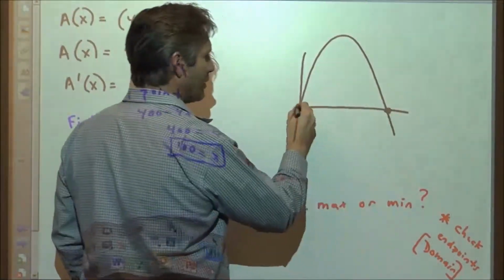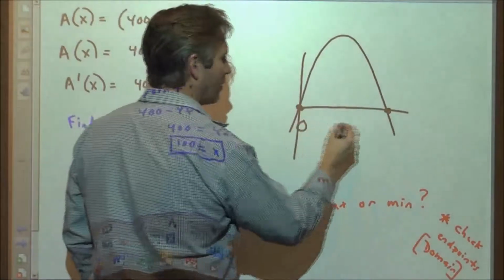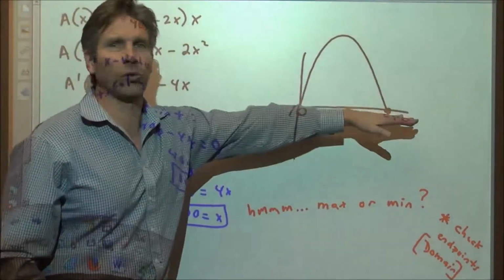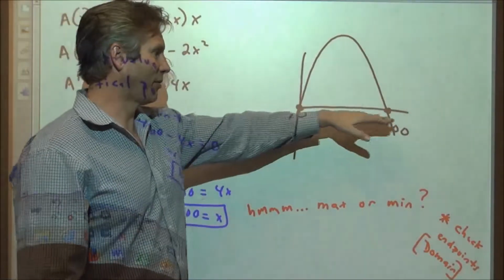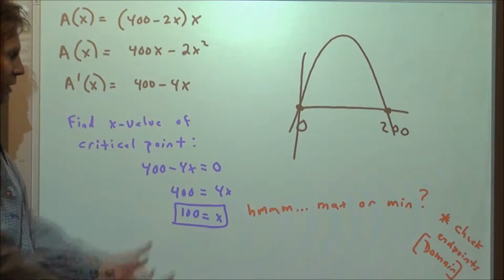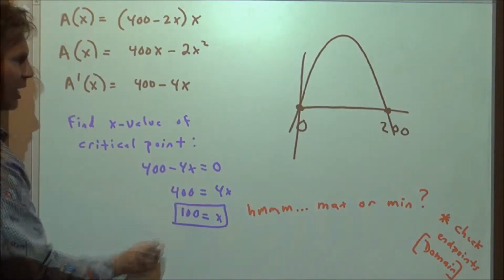The endpoints in the feasible domain are 0 and 200. Those endpoints will give us the absolute mins in this interval, and the absolute max would be at x equals 100. So life is good. We solved the problem. We put 100 in there.